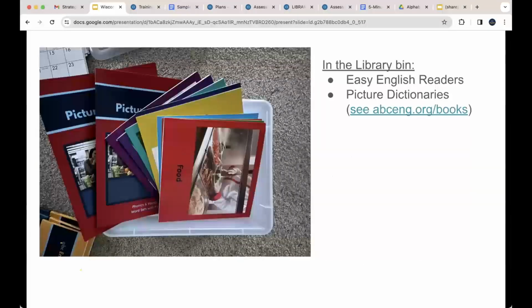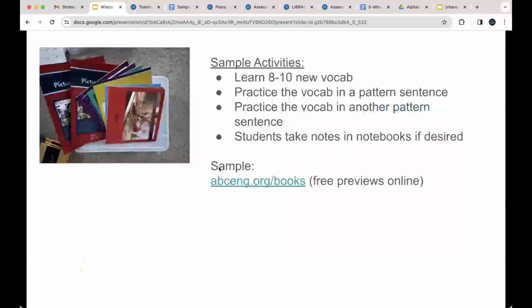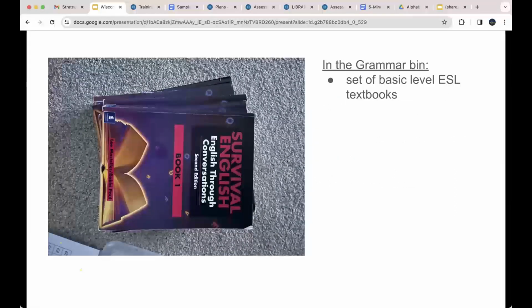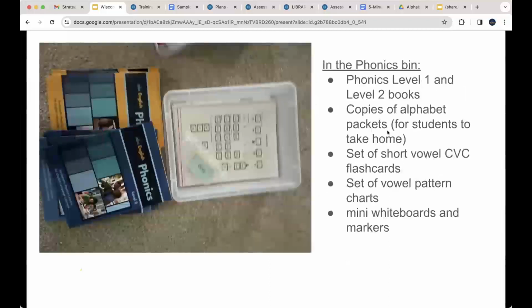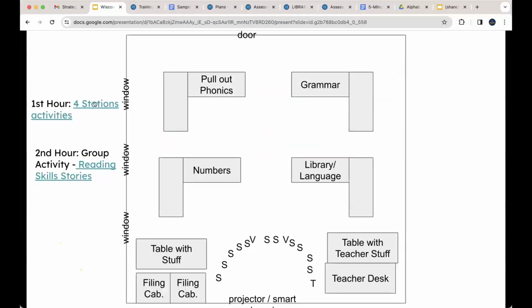In another small group activity, we've got some books that have some basic vocabulary and pattern sentences. And in another station, we've got this set of basic English textbooks where the student and volunteer can open up to one of the pages in the book and have a discussion about that language topic and take some notes in their notebook. And I'm rushing through this. If you're interested in this routine, I did add some links here where you can read some more details about it.